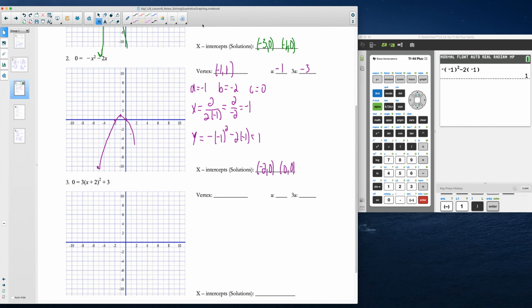Now this one's a little bit simpler because notice what form are we in here? Vertex form. So now that means we can just jump right into the work, right? Because we can see the vertex is negative 2 and positive 3.